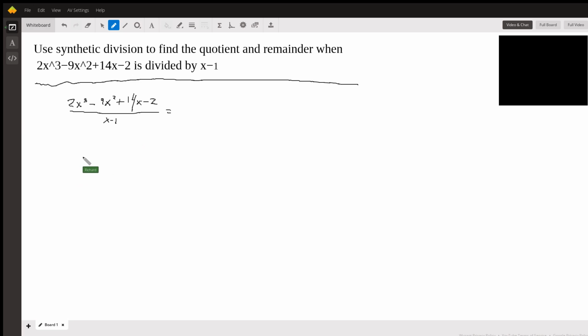So here we go. You just make a little box like this, and you put over here 1. So this is our factor. If x minus 1 is a factor, then positive 1 would be the 0, right? Because 1 minus 1 would produce 0. So we put the 0 here, and then we just put up the coefficients. So 2, negative 9, 14, negative 2. Guess I made that line a little too long. Put it back in there.